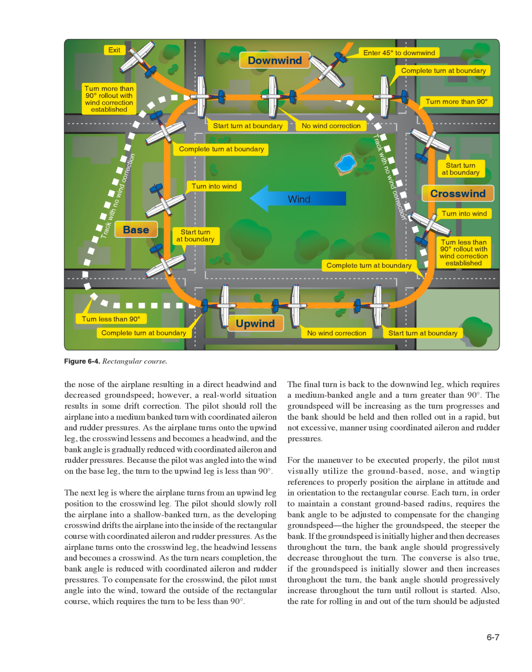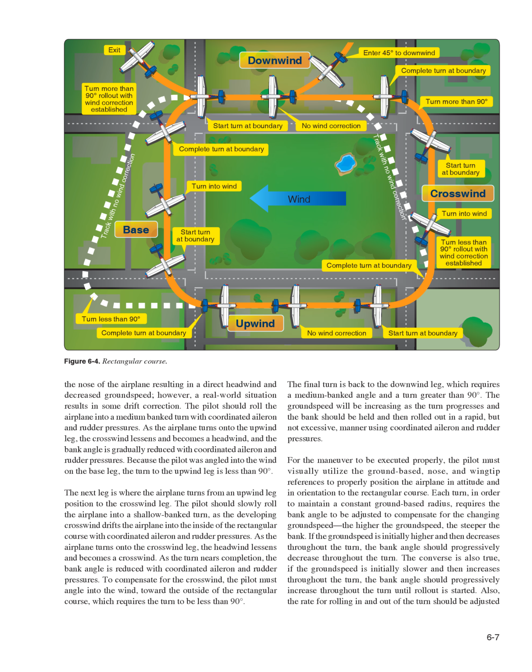The final turn is back to the downwind leg, which requires a medium banked angle and a turn greater than 90 degrees. The ground speed will be increasing as the turn progresses, and the bank should be held and then rolled out in a rapid, but not excessive, manner using coordinated aileron and rudder pressures. For the maneuver to be executed properly, the pilot must visually utilize the ground-based, nose, and wingtip references to properly position the airplane in attitude and in an orientation to the rectangular course.